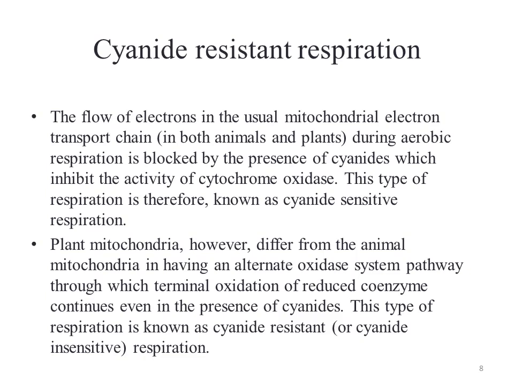Now the next and the last metabolic pathway involved, other than aerobic and anaerobic respiration in the body, is called cyanide resistant respiration. And this is the last topic of our today's discussion from this chapter of respiration as well. The flow of electrons in the usual mitochondrial electron transport chain in both animals and plants during aerobic respiration is blocked by the presence of cyanide, which inhibits the activity of cytochrome oxidase.